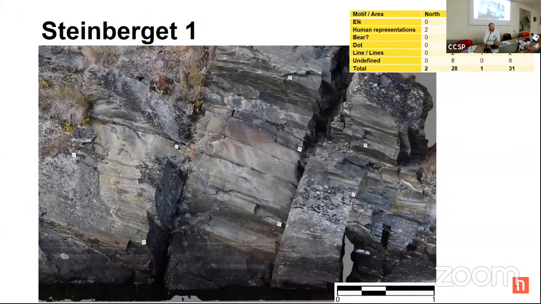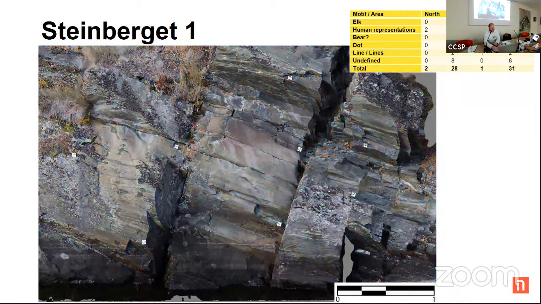And then we found a total of 31 figures or figure remains on this outcrop, where you normally only see 7. The majority was elks, but there's also human representations. One figure that's been interpreted as a bear figure. There are quite a lot of these dots, which we also have interpreted as fingerprints. And there are a few lines, and of course the undefined figures where we don't see what they are. They are blurs, and we also see an area where they are just smudged, the whole area with red paint. There's nothing there, but it's just a smudged area with red paint.